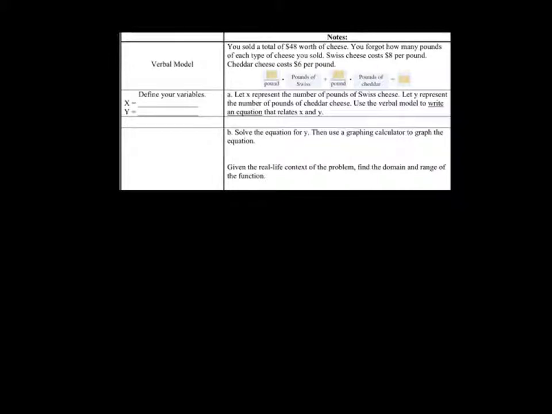It says that we have this scenario here where somebody sold $48 worth of cheese, and for some reason they forgot how many pounds of each kind that they sold. What they do remember is that Swiss cheese is $8 a pound and cheddar cheese costs $6.